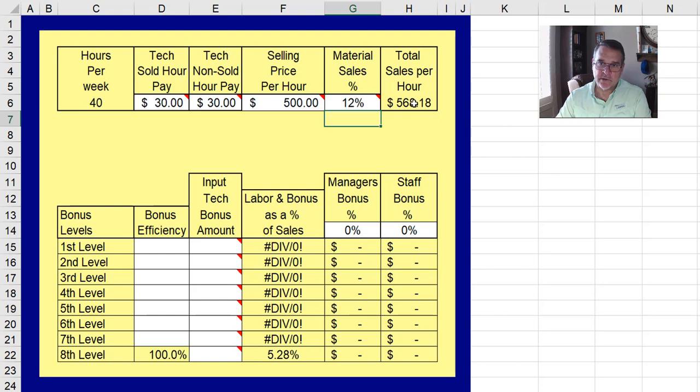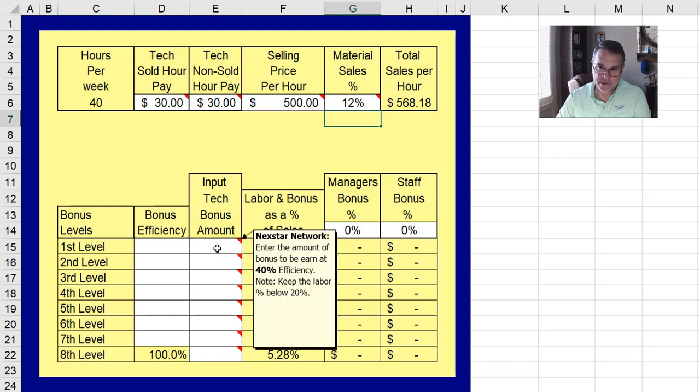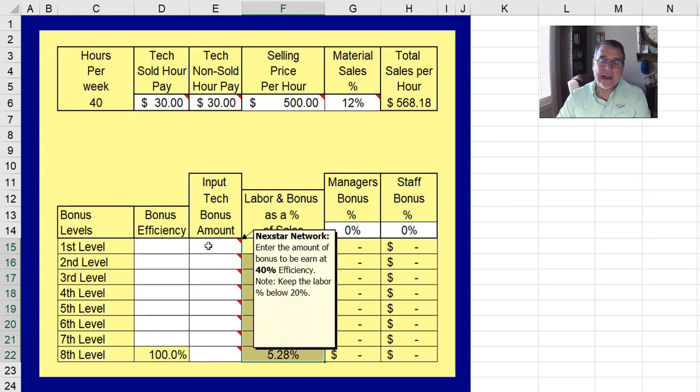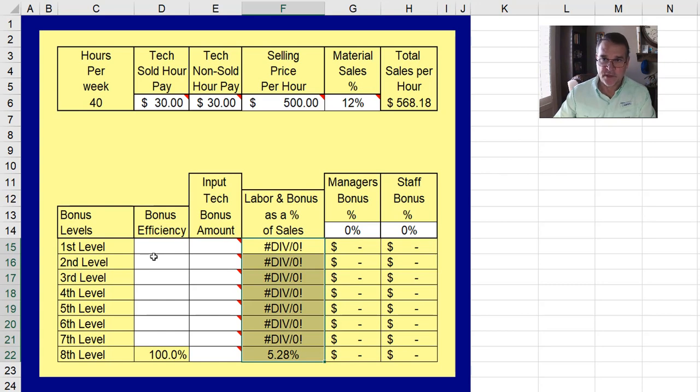And it's important to understand what that is because we're going to be looking at labor as a percentage of sale right here. And we want to make sure that our bonus does not get higher, have our labor jump up higher than we'd like for it to be, as labor as a percentage of sale. Labor and bonus as a percentage of sale.